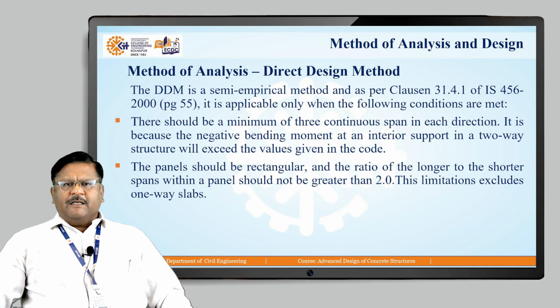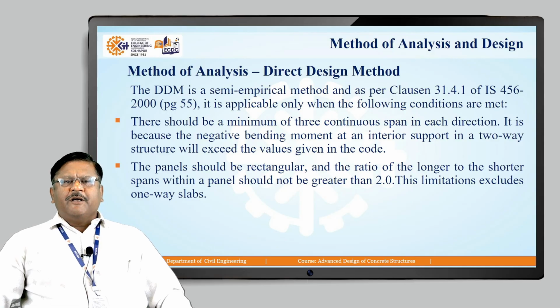So, first method is direct design method. So, what is direct design method? It is a semi-empirical method, and as per clause number 31.4.1 of IS 456:2000, page number 55, it is applicable only when the following conditions are met.